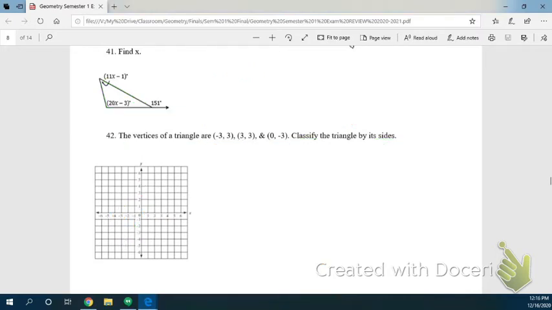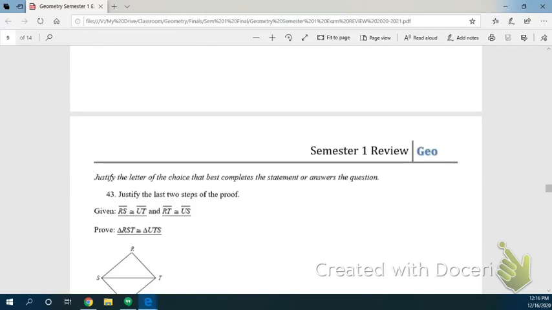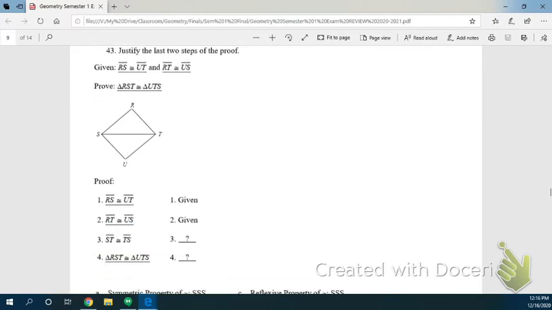The next couple are proofs. We are going to justify. So it says, given that RS is congruent to UT. So I'm going to put RS and UT are congruent, and RT and US are congruent. We're supposed to prove that the triangles are congruent. One that we're missing here is that ST is congruent to TS. That is the reflexive side, but since it's flipped around, ST and TS, that is considered the symmetric property.